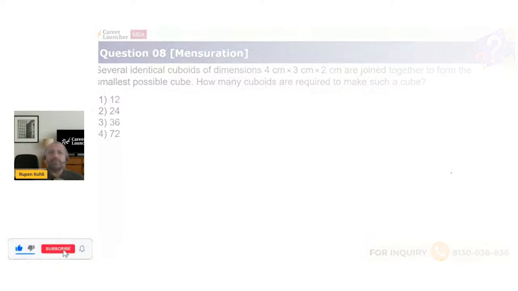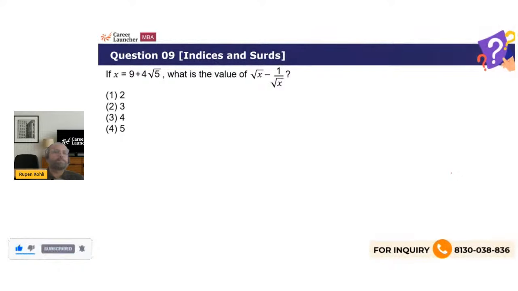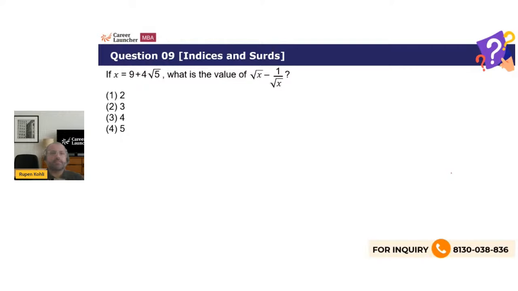let's see what we have next one. Okay, something on algebra, index then surds. If x equals 9 plus 4 root 5, what is the value of root x minus 1 over root x? Right. So the question is primarily about taking the square root of this surd value. How do you take the square root of a surd?